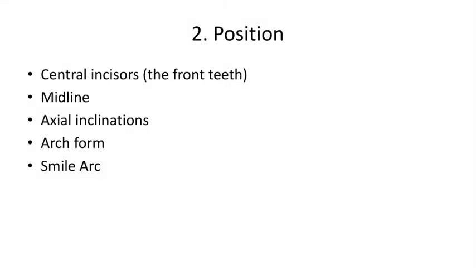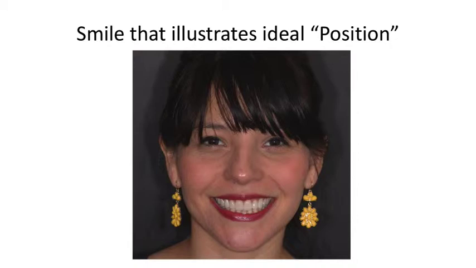So the second P of smile design is what I've entitled position. And when we're talking about position, there are really 5 different items that we can talk about. The central incisors, or the front teeth, the midline, and by this I mean the midline of the upper front teeth. I'm going to talk about axial inclinations, and I'll define that for you in a moment or two. There's arch form and also smile arc, and I'll just explain what each one of these items is as we go through them.